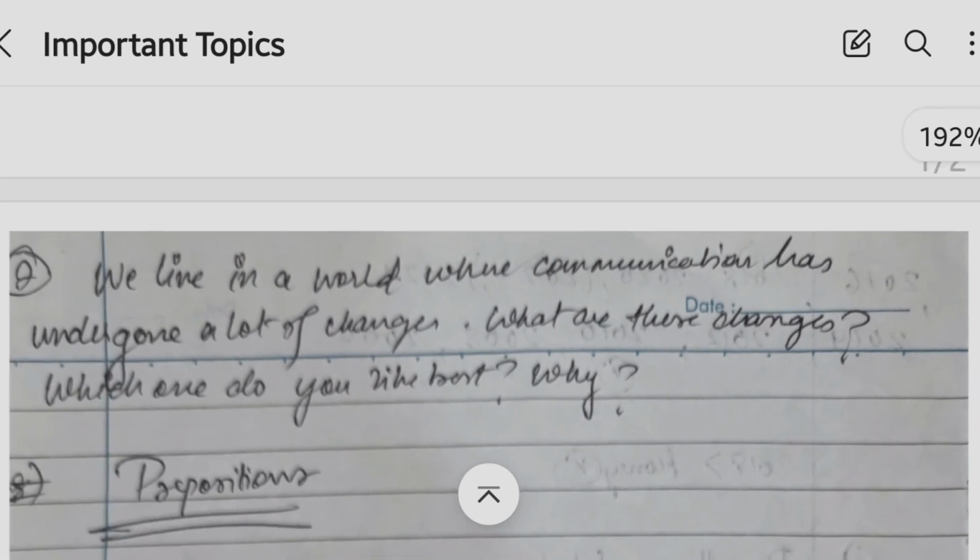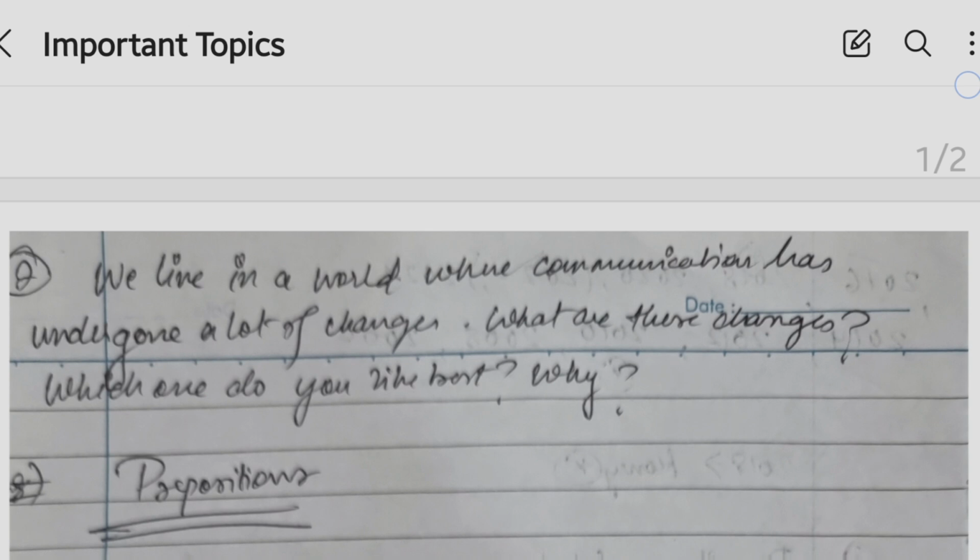And then: we live in a world where communication has undergone a lot of change. What are the changes? Since COVID-19 has passed, prepare yourself mentally for essays on the topic of COVID-19, write 5 to 6 points. That's not included in this PDF as such, but prepare yourself to write essays on that. So COVID-19, what changes have come into the world? Similarly, a lot of changes have come technology-wise. Now we have AI, we have ChatGPT, we have so much contribution or interference of AI, whichever way you want to take it, in our life.